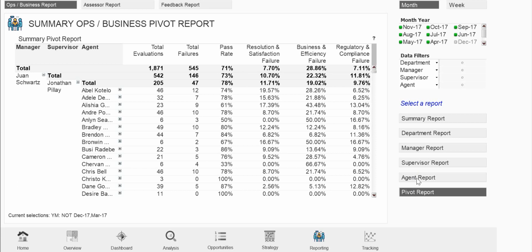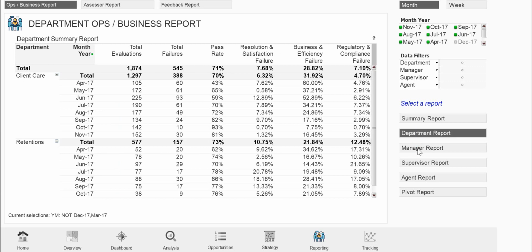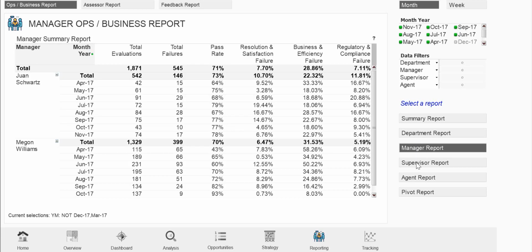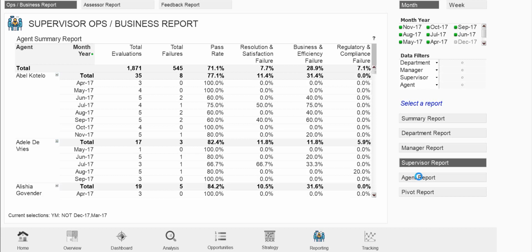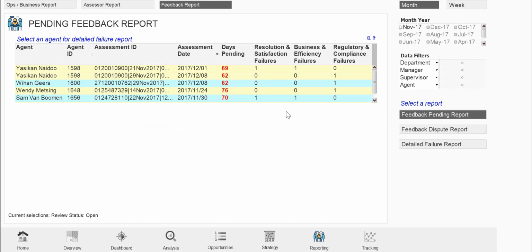The feedback report is linked to the coaching feedback loop. This particular report here indicates a list of assessment IDs that were analyzed that have not been coached on or feedback provided to a particular agent. This also indicates the days pending since the interaction was analyzed and still to date when no feedback has taken place.